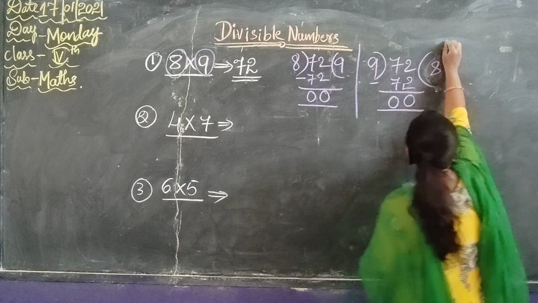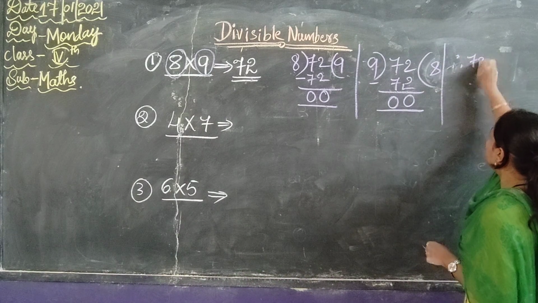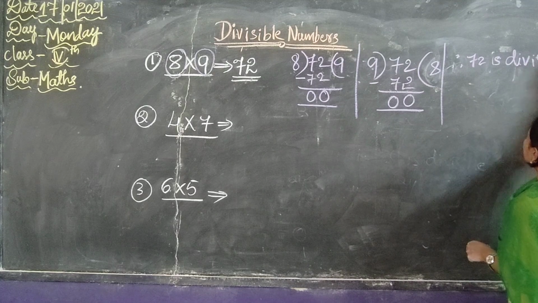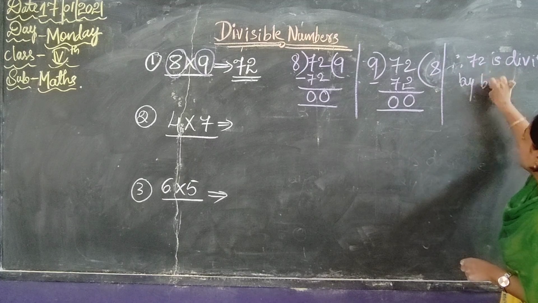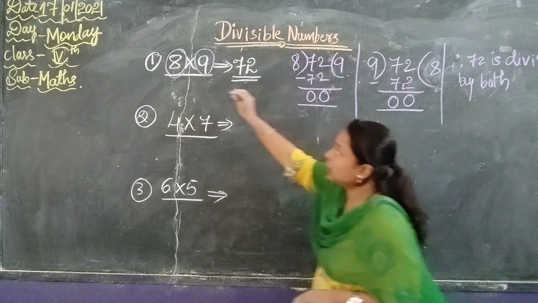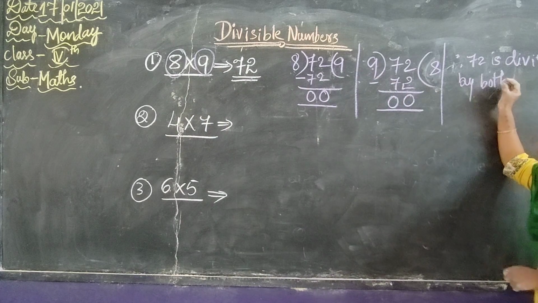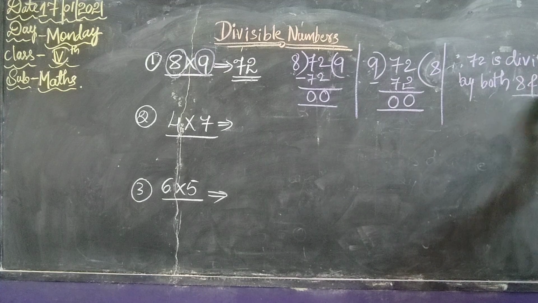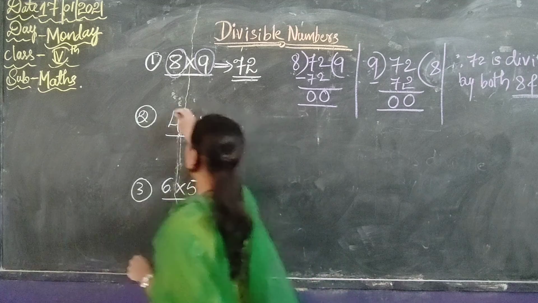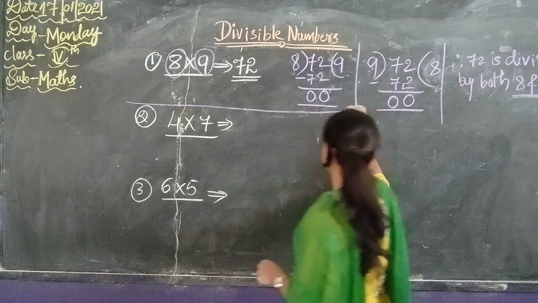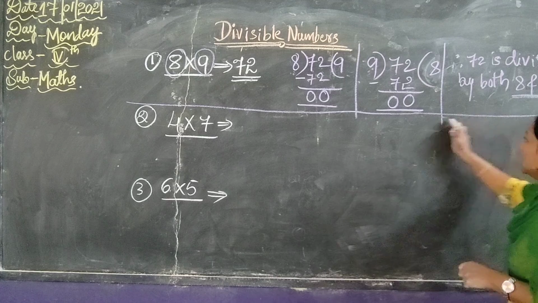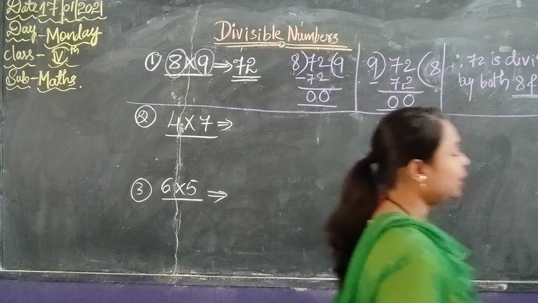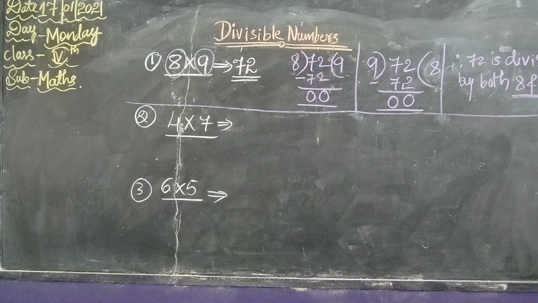So here we can write, therefore 72 is divisible by both 8 and 9. By both 8 and 9. So 72 goes in the 8 table and also in the 9 table, means divisible by 8 and 9. So I hope you understood how to do this one.